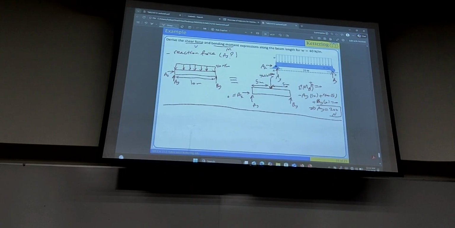I'll give you time, but after this we want to do V and M at some cross section. So V in terms of x, M in terms of x. What is x and what are these?